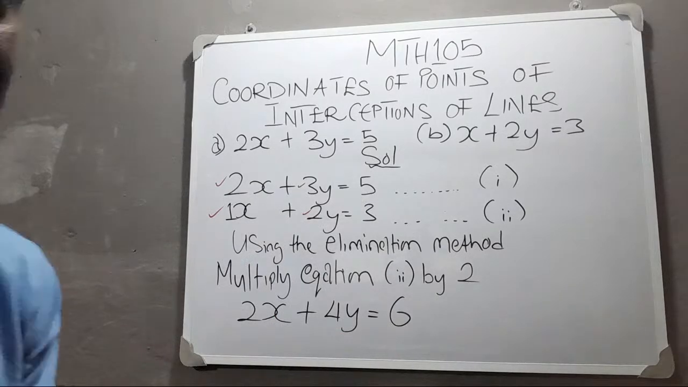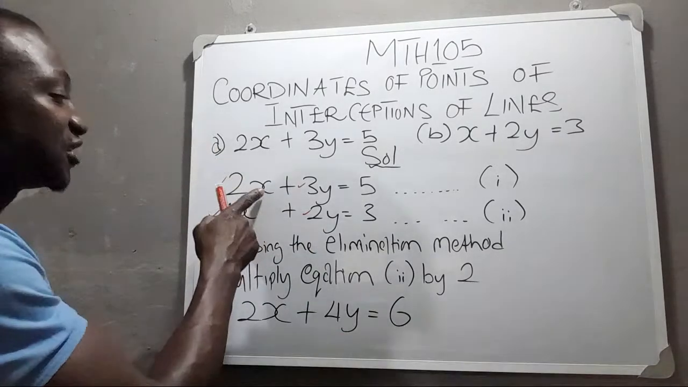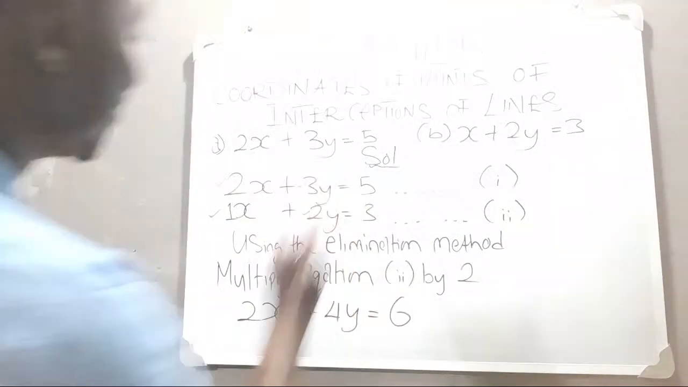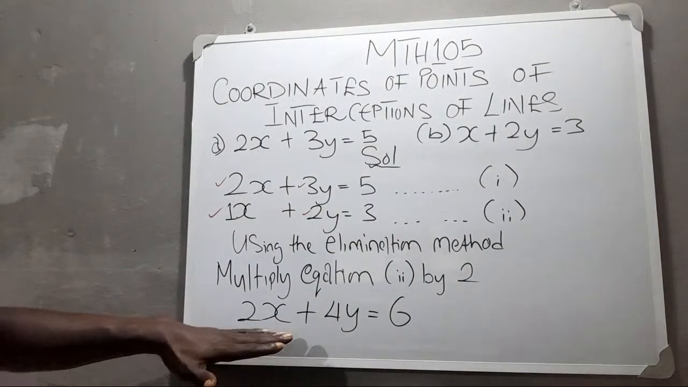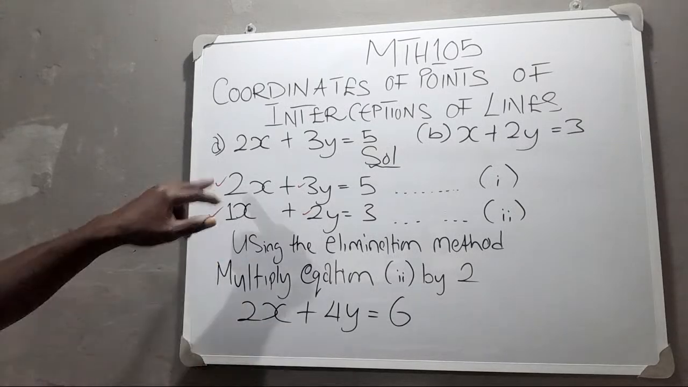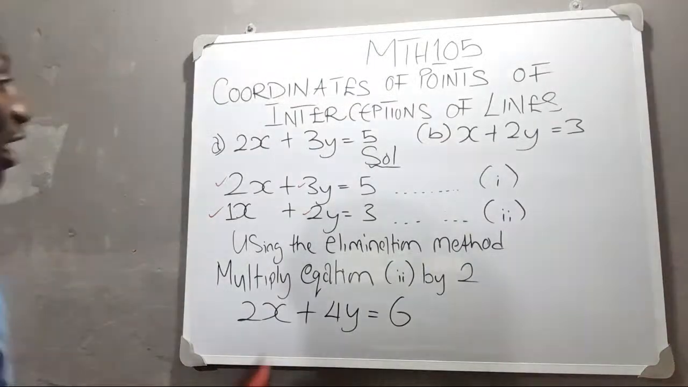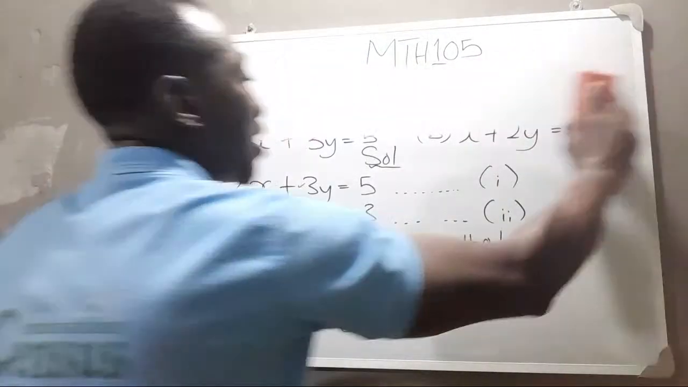Now, what we are particular about is making any of the coefficients of x or y the same thing. And we have been able to do that successfully by making the coefficient of x 2 instead of 1 that was here. So from here, I might need to erase this so we can have enough space.